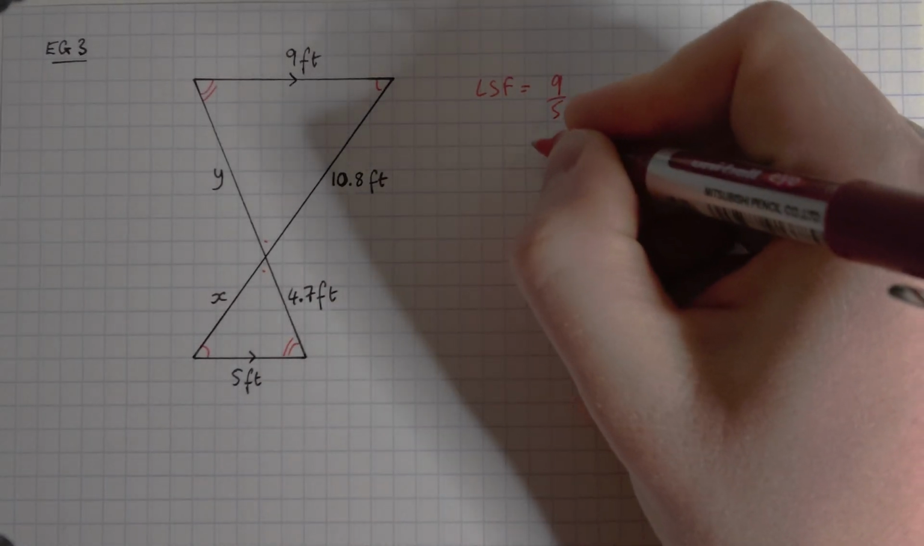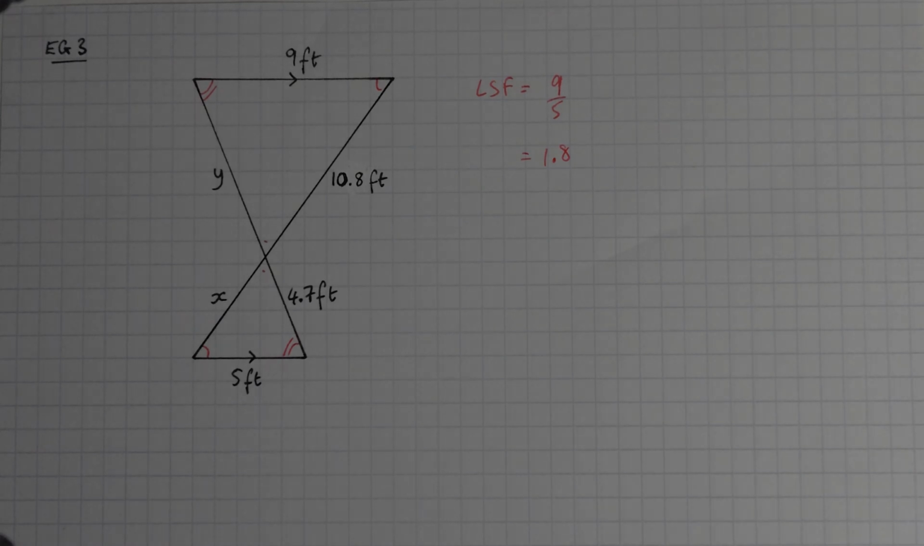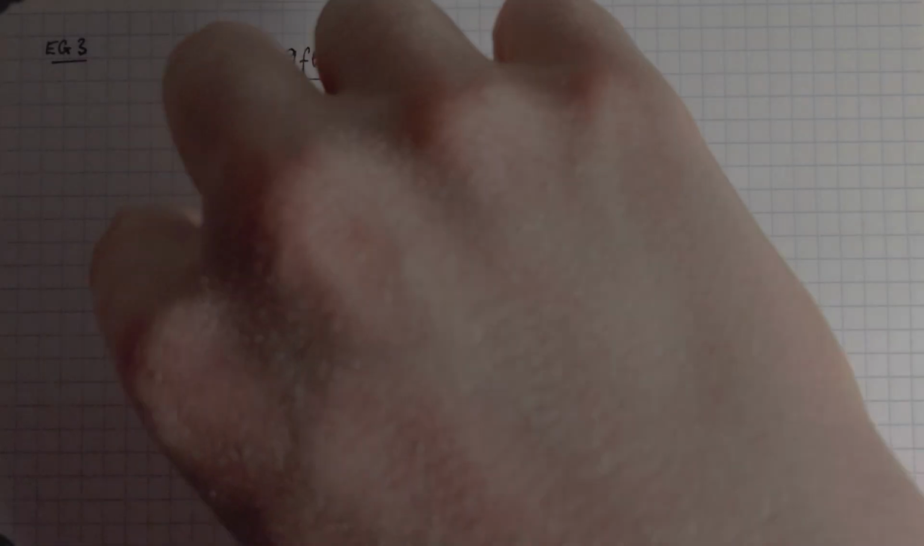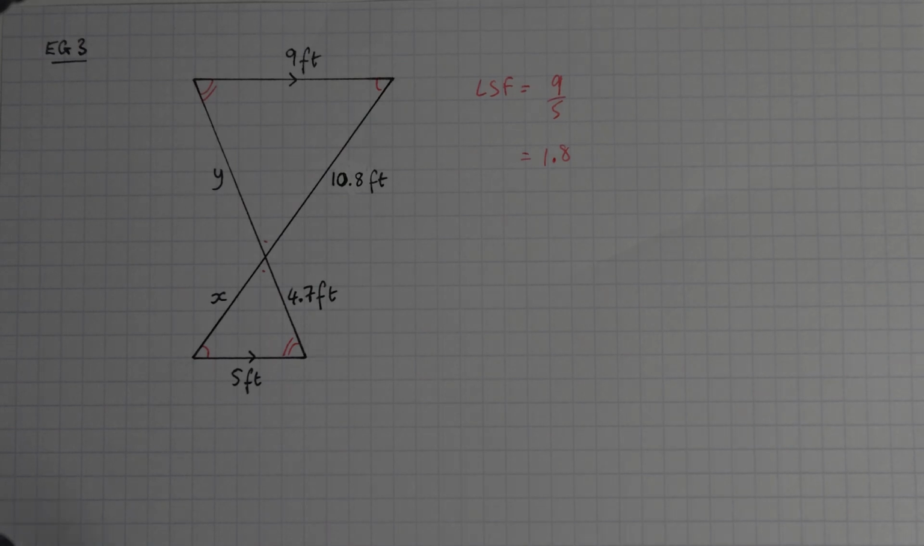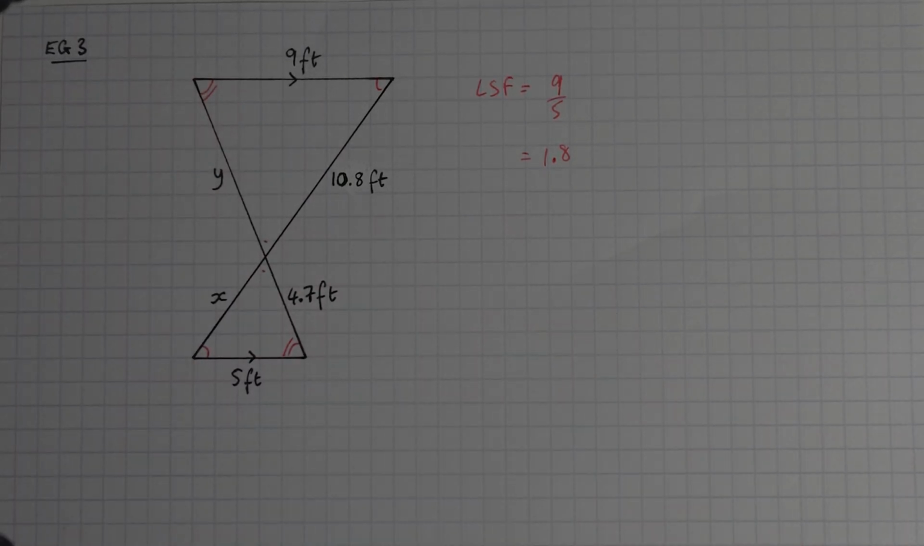9 divided by 5, I think, is 1.8. Okay, so all the lengths on the top triangle are 1.8 times bigger than all the lengths on the little triangle. So the little triangle has been enlarged, scale factor 1.8. It's also been rotated, can you see that? Because the one that was bottom left has ended up being top right, so it's been twisted around as well.